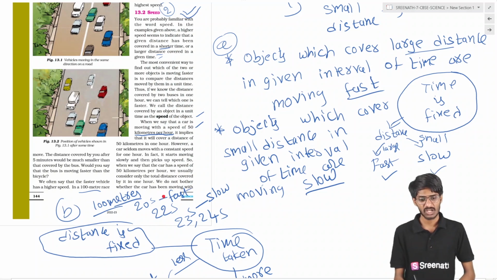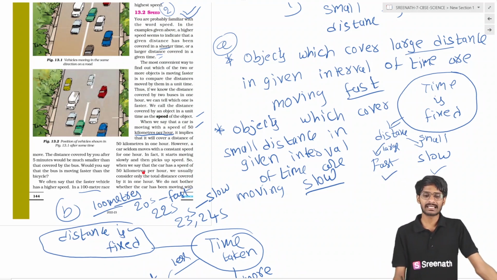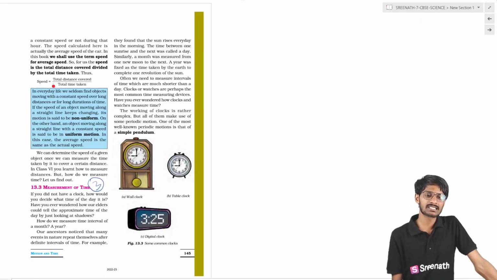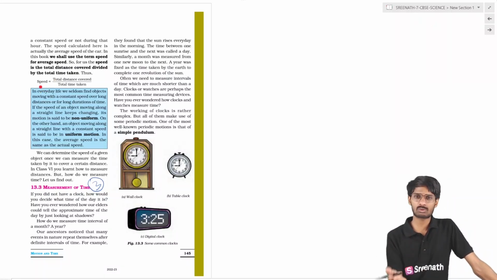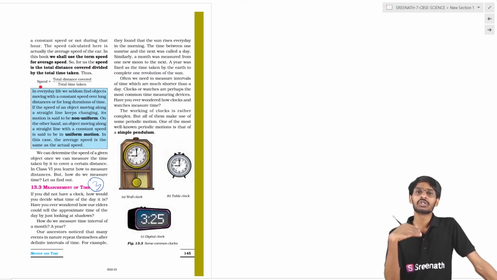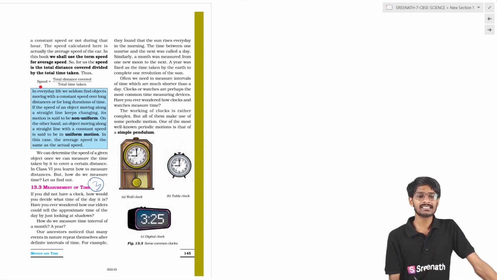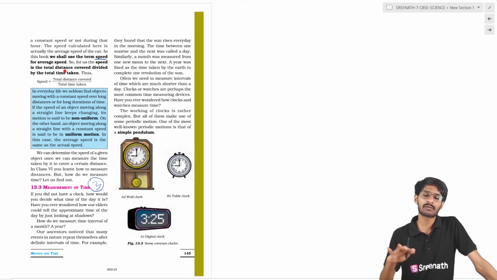Okay, so your speed will be increased or decreased. So in that case, what you will do is find the average speed. Average speed is nothing but the total distance traveled divided by the total time. How much distance we have covered in how much time. By dividing both you will get the average speed. In this chapter we will use the term speed instead of average speed. We will take both as the same.